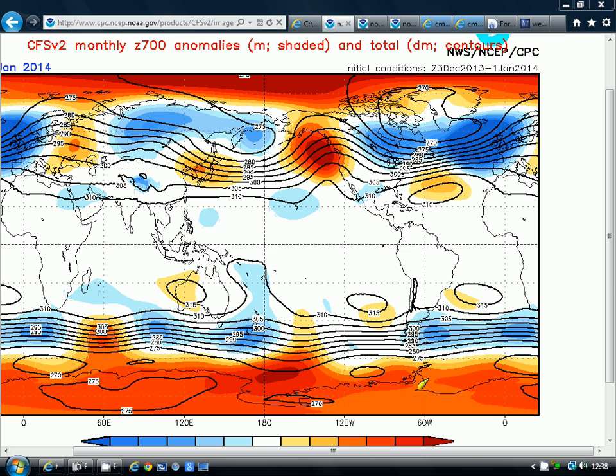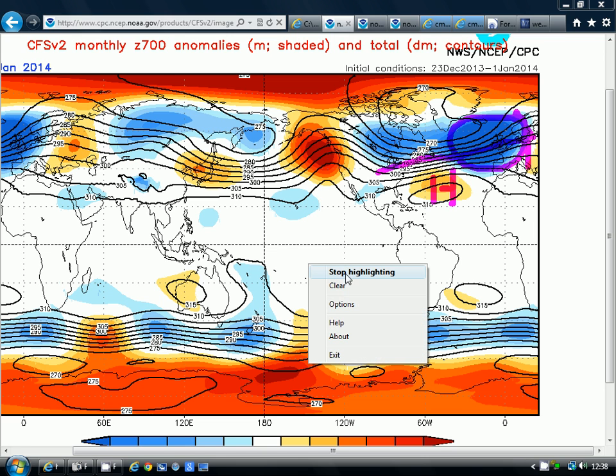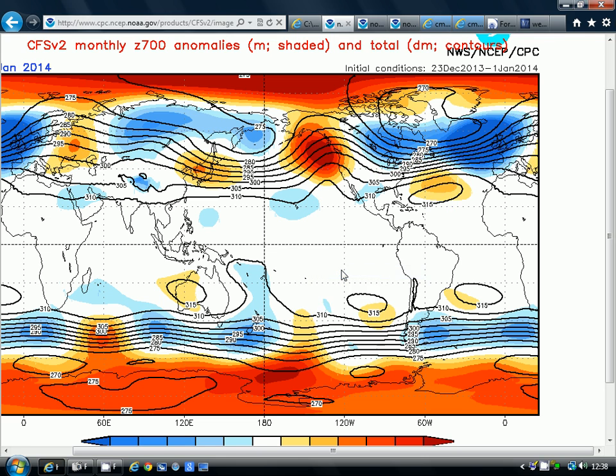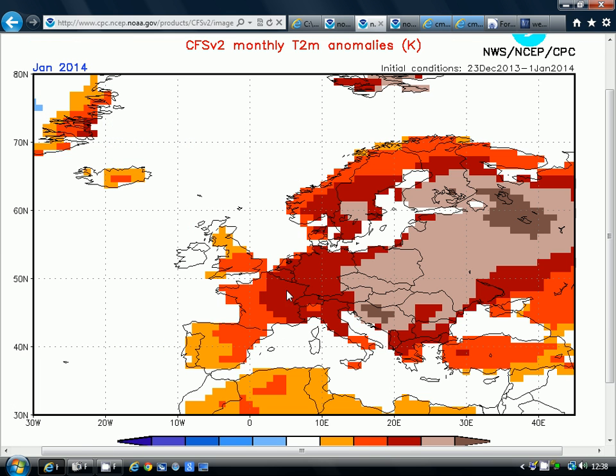700 millibar height anomalies from the CFS version 2 model next. This is for the month of January, and very clear what's going on here. An anomalous trough of low pressure sitting around and to west of the British Isles, high pressure down to the south. Got a strong jet stream blowing across the Atlantic. That is very, very unsettled, a very unsettled 700 millibar height anomaly from the CFS version 2 model for the United Kingdom. Would be a proper wet and windy, very unsettled month, if that's correct.